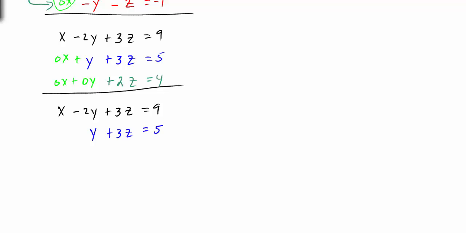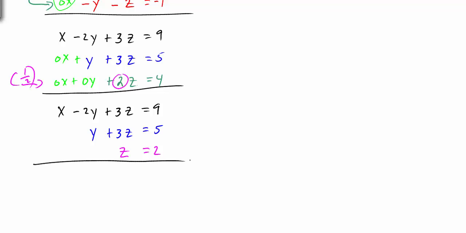And now here, with this last equation, we have a 2z. Well, we want this here to have a coefficient of 1. So to get rid of the 2, we need to divide by 2, or we could think of multiplying everything by 1/2. So 1/2 times 2 would be 1z, and 1/2 times 4 would be equal to 2.